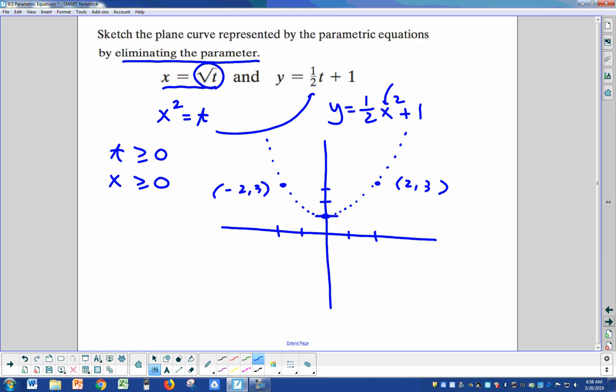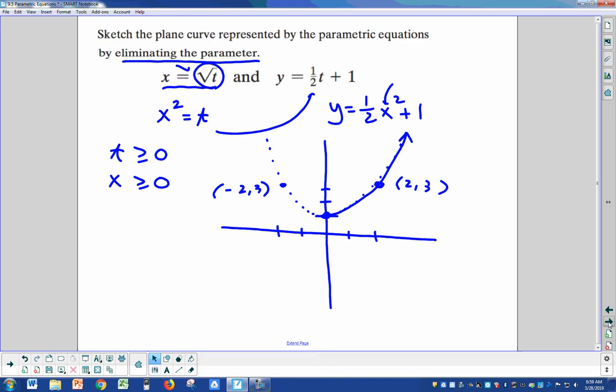And notice that's because we have a principal square root of t. So if that's the case, then we must be talking about only half of the parabola. Now, what is not really shown, and in this case it's really hard to tell, is whether the graph goes one way or another.